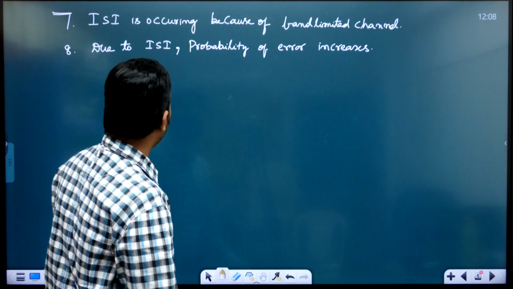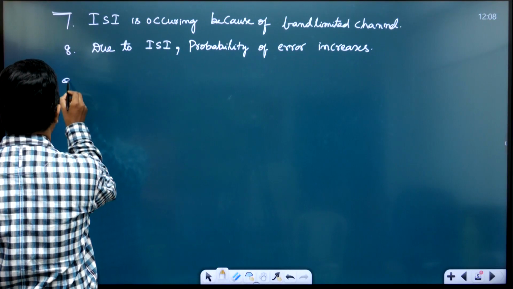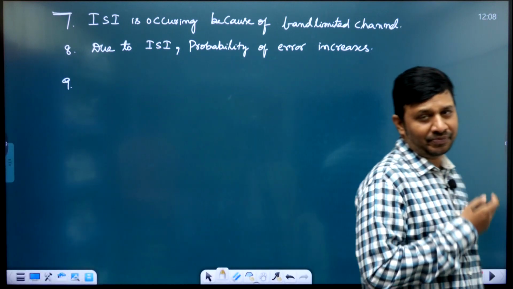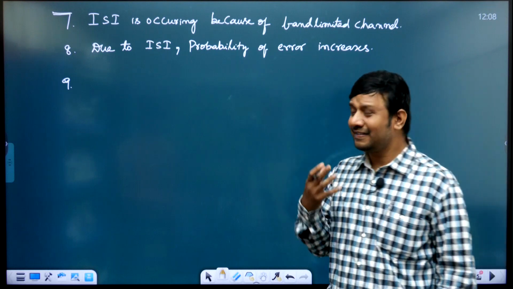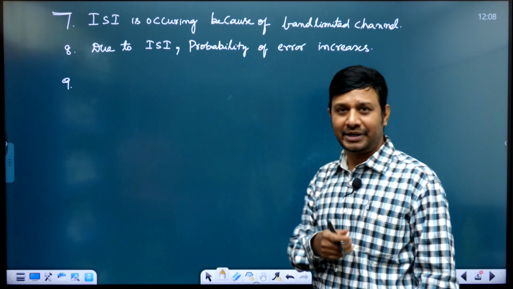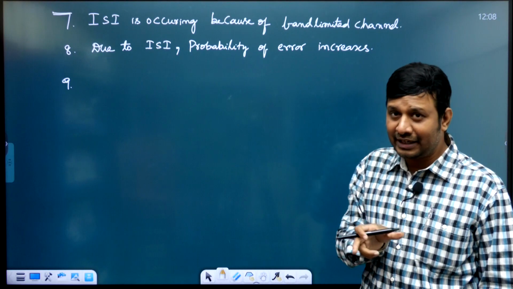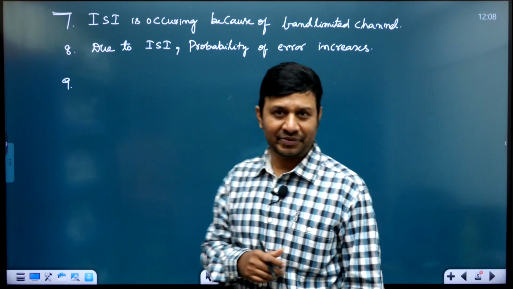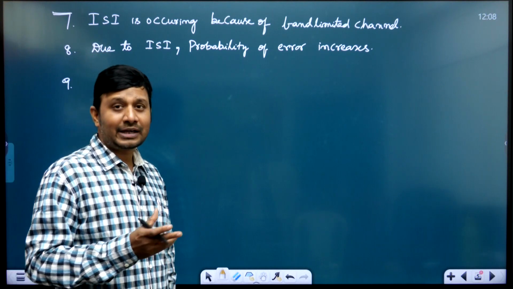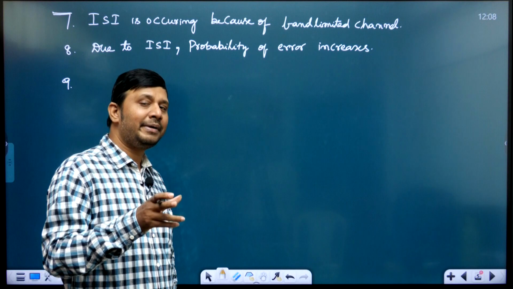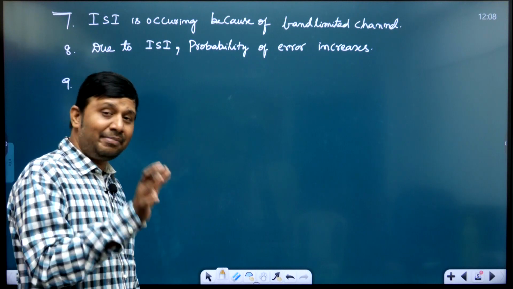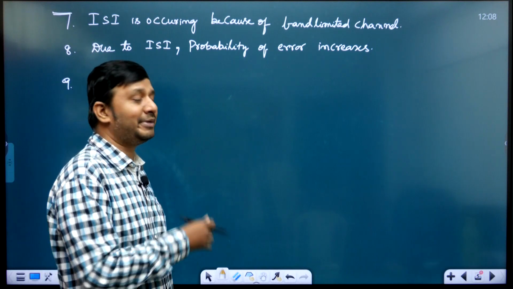We must search for a remedy. That becomes the 9th point. See, if you want a remedy, you must know why this intersymbol interference is coming. Intersymbol interference is coming because of the band limited channel. So look here, in order to avoid this intersymbol interference, transmit a band limited signal through a band limited channel.